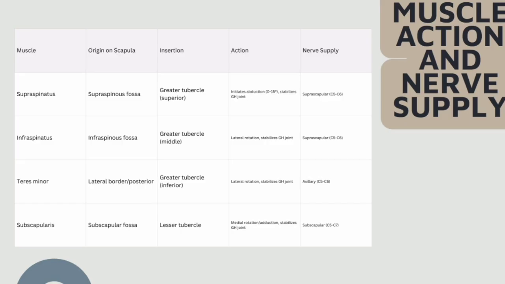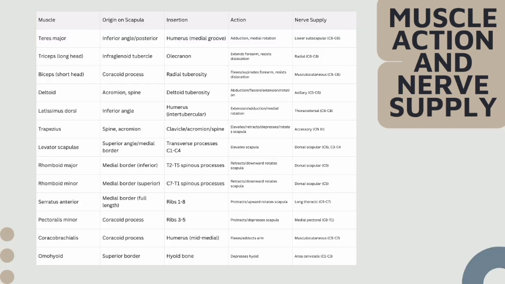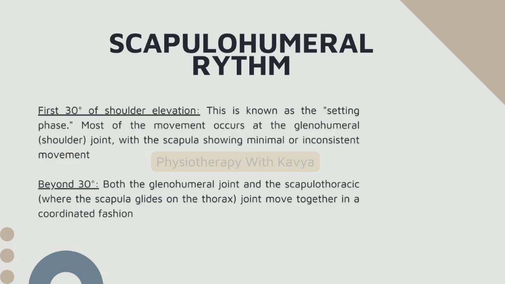These are the rotator cuff muscles, supraspinatus, infraspinatus, teres minor and subscapularis with their origin, insertion, action and nerve supply. Here are some more muscles with their specifics given in the table. So now you can see that scapula is like a plate full of muscles. The scapula and the humerus have a lot of muscles in common. And so we have something called scapulohumeral rhythm.